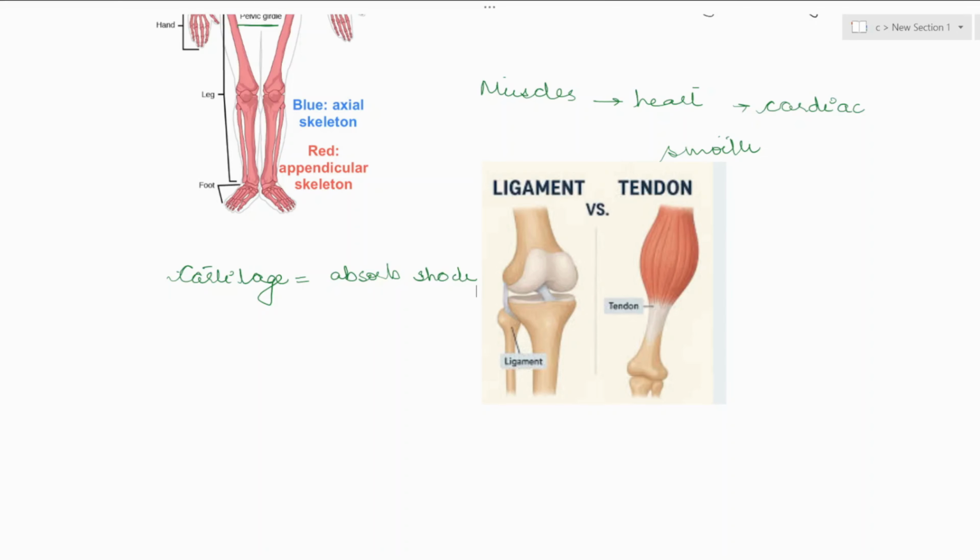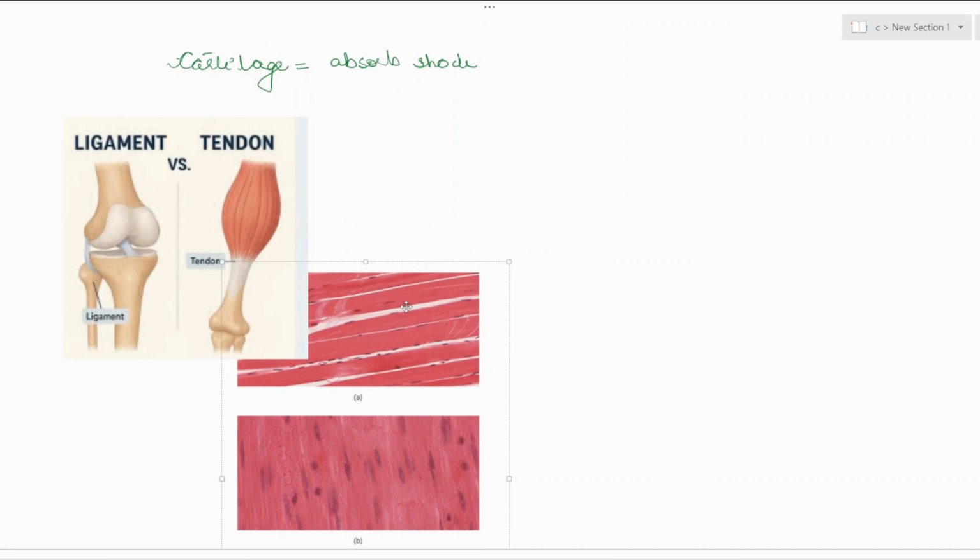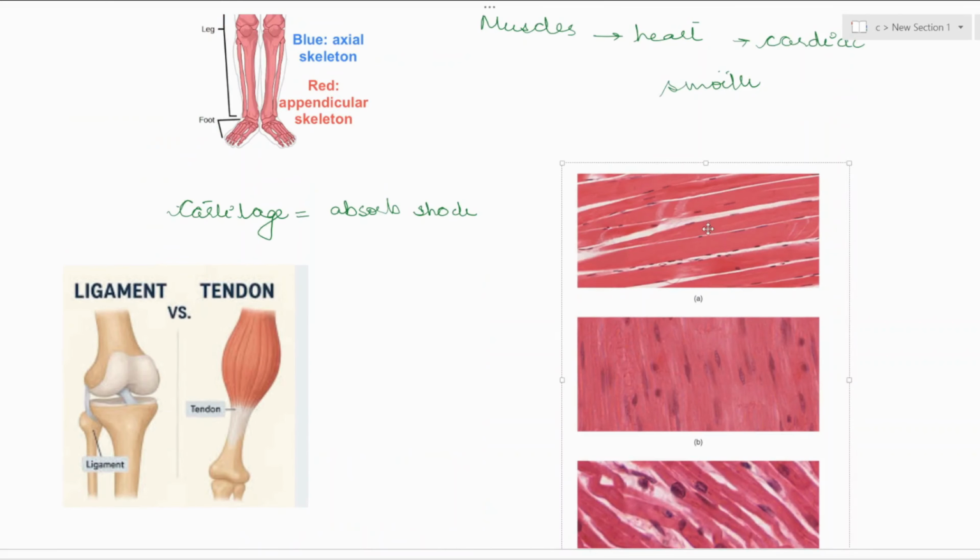Let me give you the diagram for the other muscles as well. Just give me a minute. Because without diagrams, we won't be able to understand what is happening. Let's talk about the different types of muscles that I was discussing. Let me paste this diagram here and this diagram here. I will share these notes.